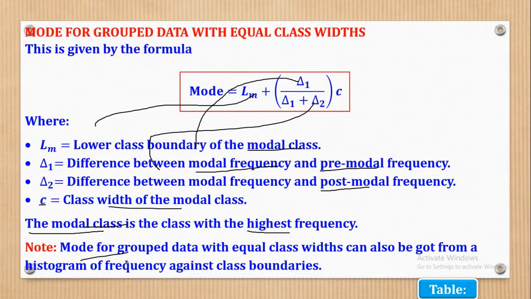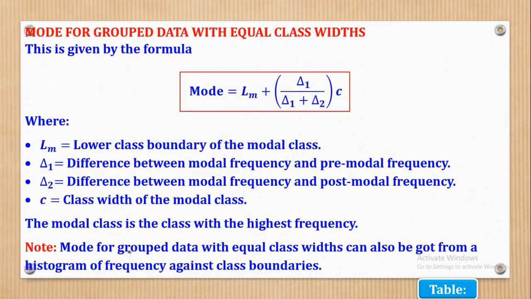And the note is that for group data with equal class width, the mode can be got from the histogram of frequency against class boundaries. So there are two methods. You can either use this formula or use the histogram. It will depend on how the question is set.